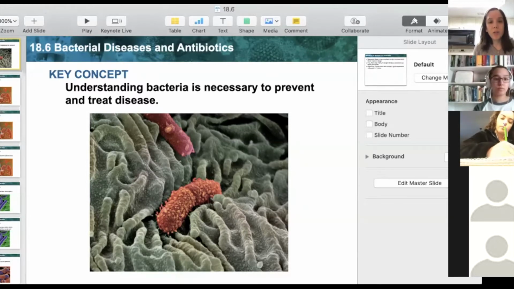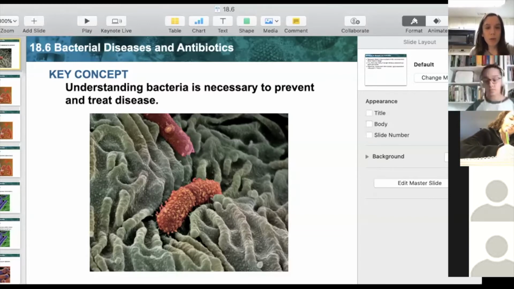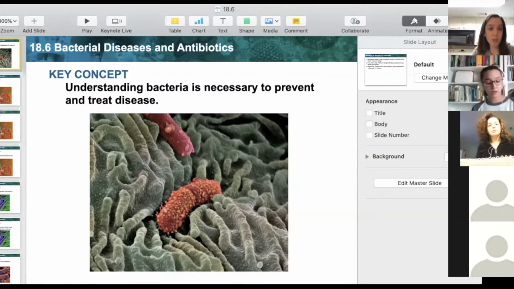It's about bacterial disease and antibiotics. Understanding bacteria is necessary to prevent or treat disease. So as you know, bacteria causes disease. Some do. Most bacteria actually are good for us. Some bacteria make vitamins in our intestine. Some bacteria fight off bad bacteria. Some bacteria can release nutrients and minerals back into the soil for plants, and also in our intestine as well. So a lot of bacteria is very useful for us.